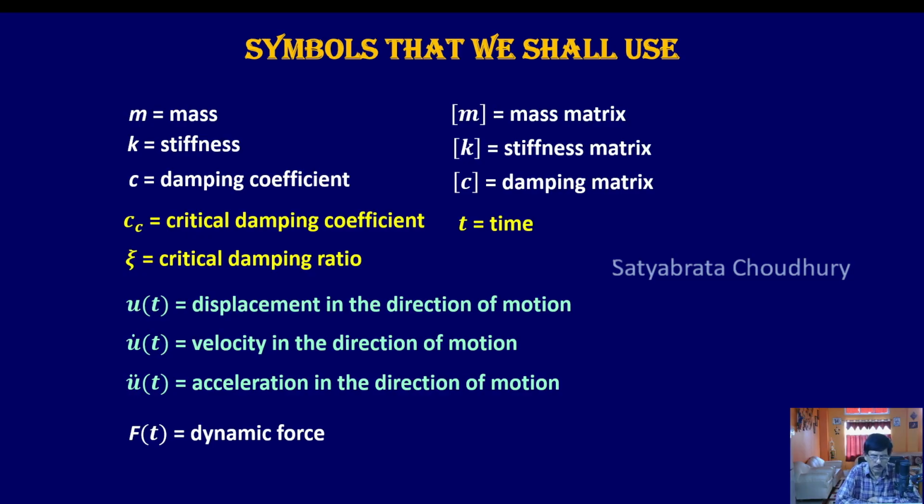u(t) is the displacement in the direction of the motion. u̇(t) is the velocity in the direction of the motion. u̇(t) stands for du/dt. ü(t) is the acceleration in the direction, which is equal to d/dt of u̇, which is equal to d²u/dt². F(t) is the dynamic force.